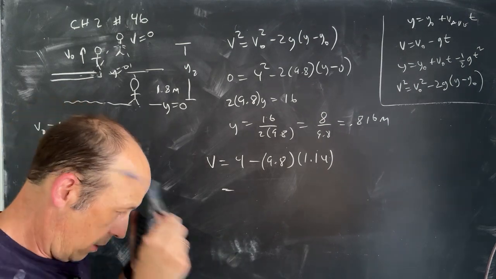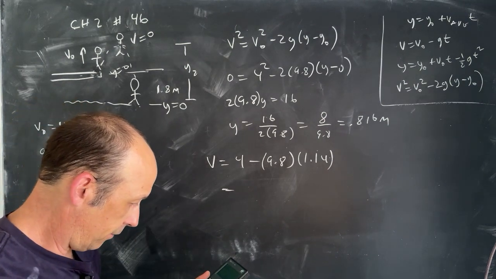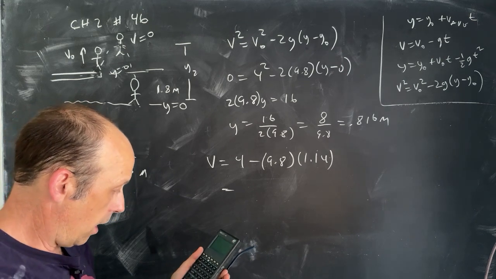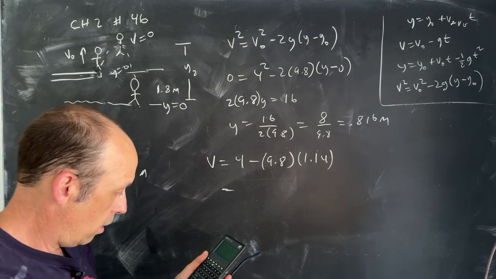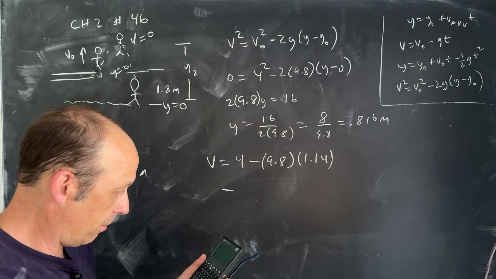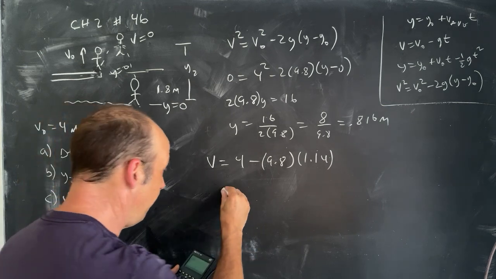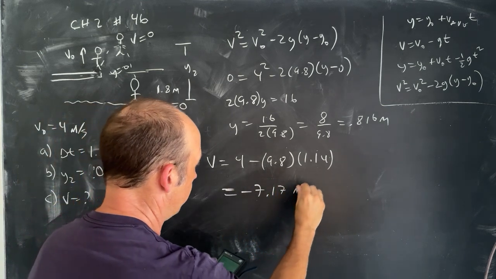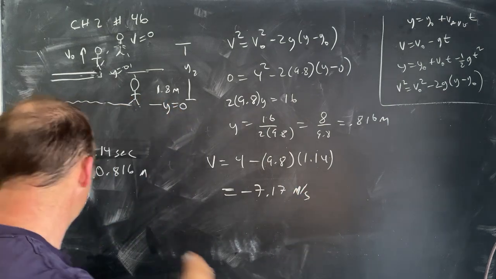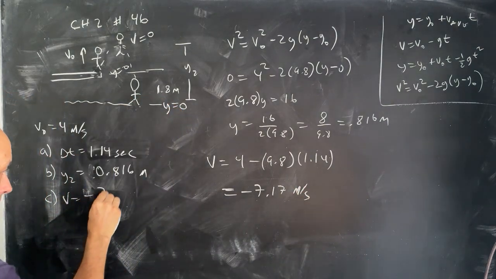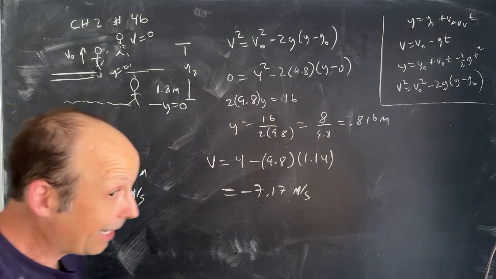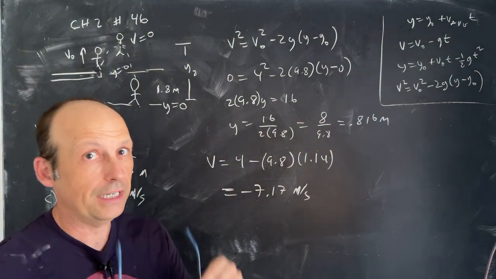So let's just plug this in. Sorry, I just can't see that stuff there. I needed like a big calculator. 4, 9.8, 1.14 times minus, I get negative 7.17 meters per second. So the negative means that she is moving down, right?